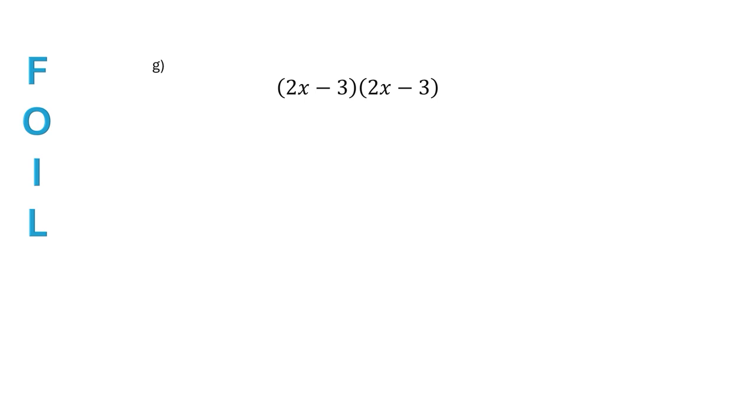Question G, 2x minus 3 times 2x minus 3. Our first terms of 2x times 2x gives us 4x squared. The outside terms of 2x times negative 3 gives us negative 6x. The inside terms, the same. Negative 3 times 2x also gives us negative 6x. And negative 3 times negative 3 gives us positive 9. Our like terms, negative 6x and negative 6x, combine together to give us negative 12x, for a final answer of 4x squared minus 12x plus 9.